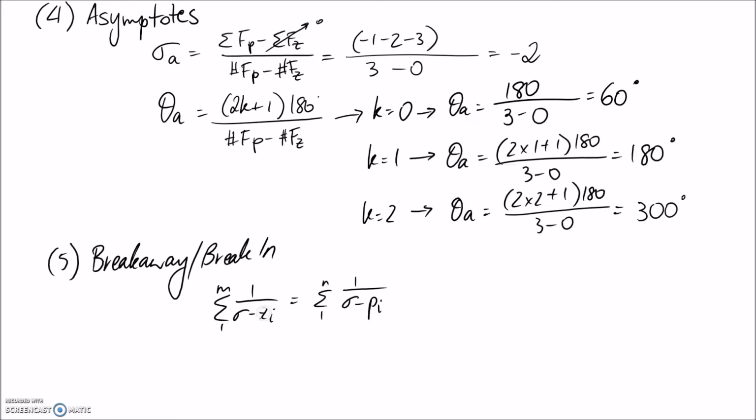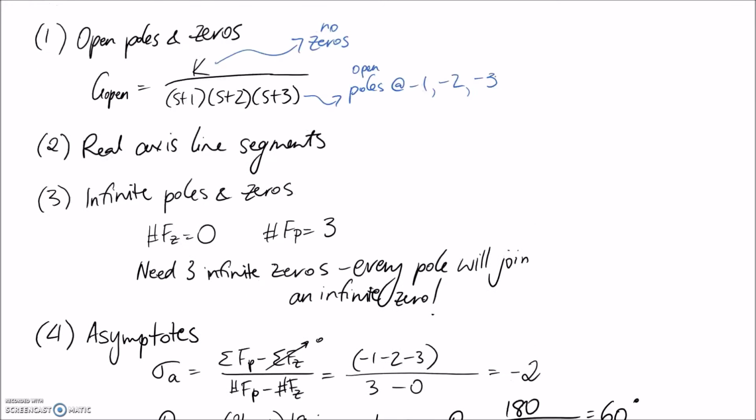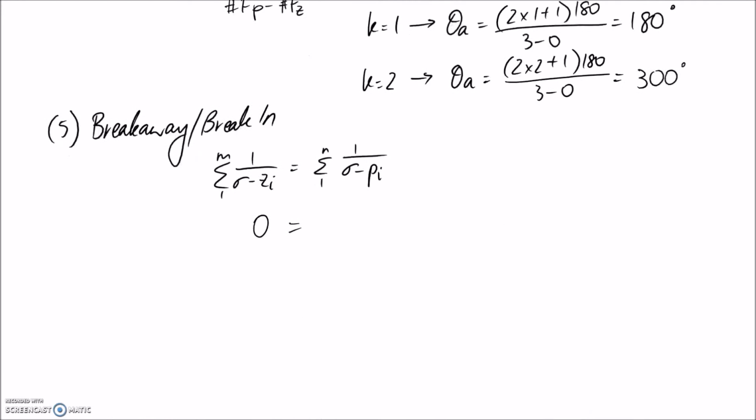Alright, so Zi is the zeros, and since we didn't have any, we can get rid of that, and it's just going to go to 0, nothing to sum. And for the poles, we had 3 of them. We had, up here, -1, -2, and -3. So when we sub in, it's going to be sigma take -1, which is the same as +1. We're going to have sigma take -2, which is the same as +2, and sigma +3 as well.